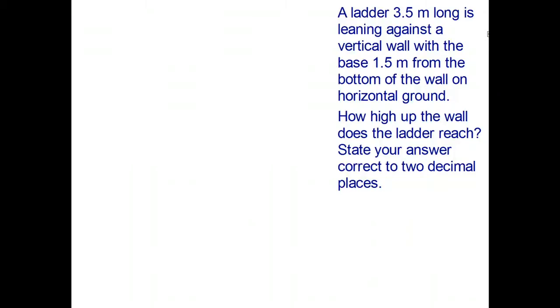Okay, welcome back, students. Now the secret to these questions, as I said before, is to read carefully. So a ladder 3.5 meters long is leaning against a vertical wall with the base 1.5 meters from the bottom of the wall on horizontal ground. So I have a vertical wall, horizontal ground, and a ladder. And by the way, always write in your right angle on your diagram. Okay, where do I put the numbers? Well, the ladder is 3.5 meters long, so that's the sloping side, 3.5 meters.